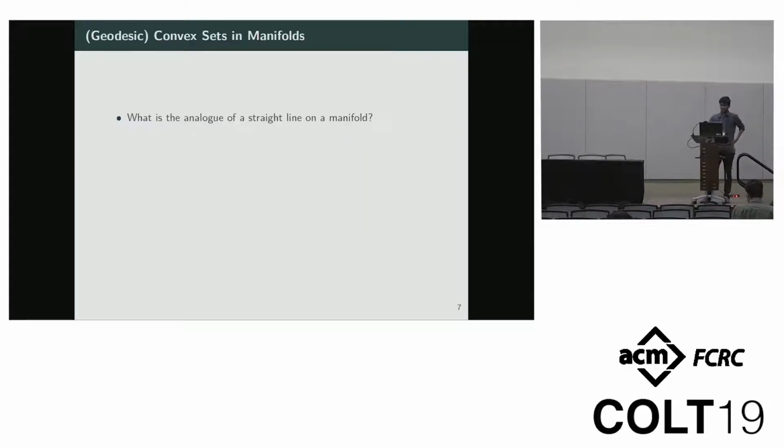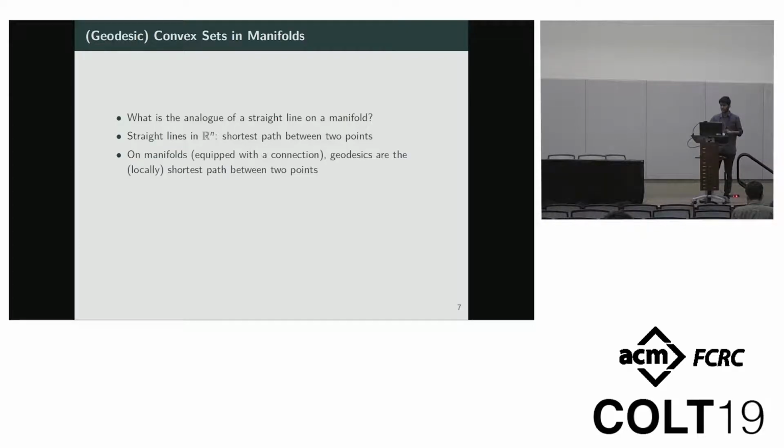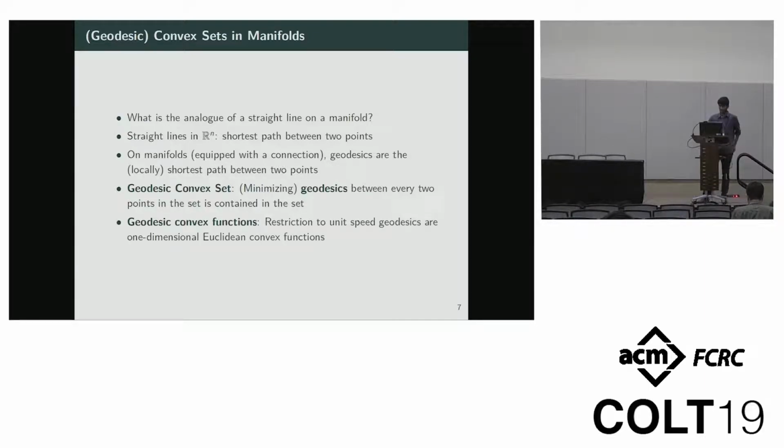Okay, so what is an analog of a straight line on a manifold? These are these things called geodesics, and you get them by noting that the straight line between any 2 points in real space is the shortest path between those 2 points. Okay, so a geodesic convex set is a set such that the minimizing geodesic between any 2 points is contained within the set. And similarly, a geodesic convex function is a function such that if you restrict to unit speed geodesics, you get back regular convex functions.